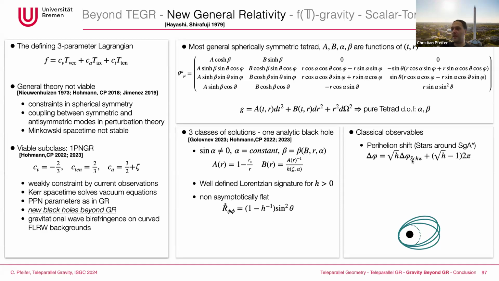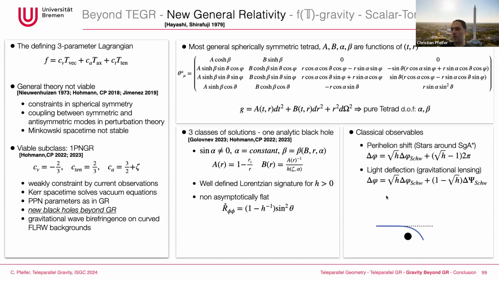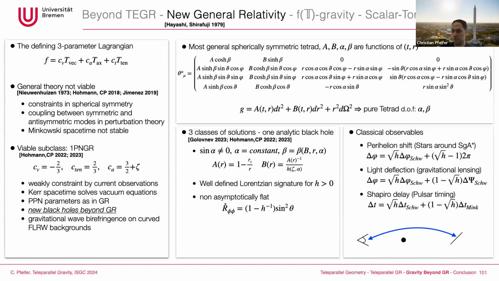A similar expression you find for the light deflection angle here, which quantifies the gravitational lensing effects. You get a rescaled Schwarzschild expression plus a correction. And a similar structure you find for the Shapiro delay, which one can, for example, use in pulsar timing and compare with pulsar timing predictions, where you again get a teleparallel correction. And these would be observables with which we can constrain this model.